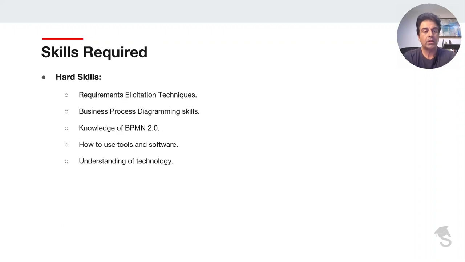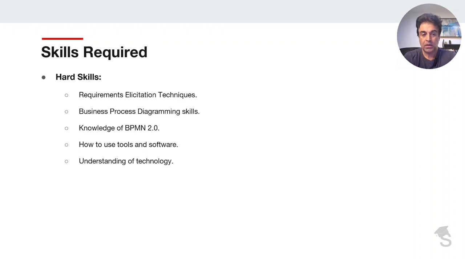Now let's talk about the technical skills or hard skills which are equally important to succeed in this role. The first one is requirements elicitation techniques. You must be aware of which techniques to use when, and apply them accordingly. The next one is modeling skills, meaning business process diagramming skills. You should know how to capture the processes using any standard software like Microsoft Visio, Lucidchart, or any other software. In fact, I'll talk about all the tools and software in the next slide.